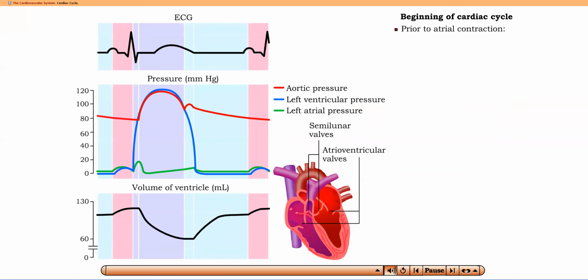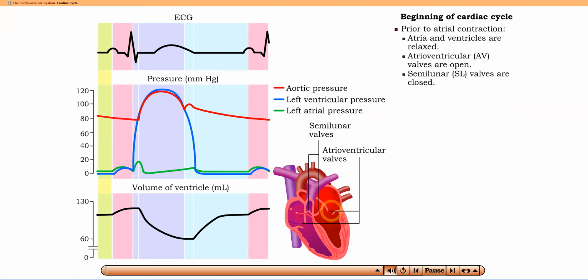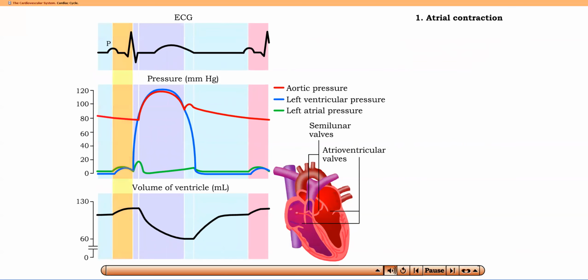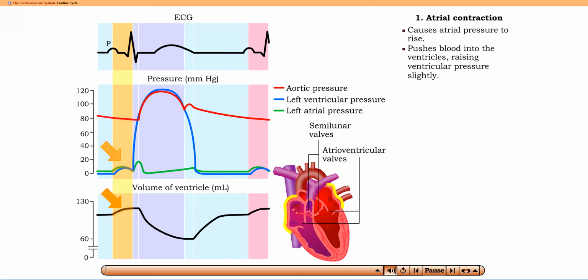Prior to atrial contraction, the atria and ventricles are relaxed. Atrioventricular valves are open, and semilunar valves are closed. The ventricles fill with blood. Depolarization triggers atrial contraction. Contraction increases atrial pressure and pushes extra blood into the ventricles, slightly increasing ventricular pressure.